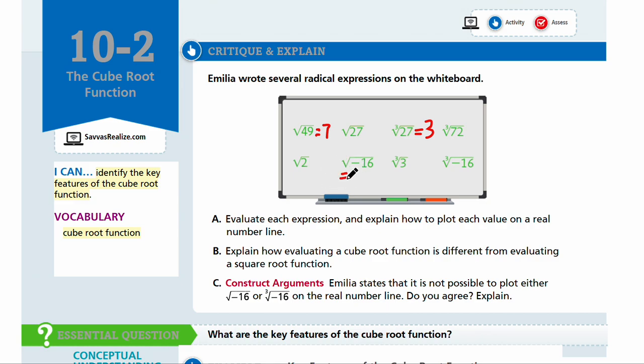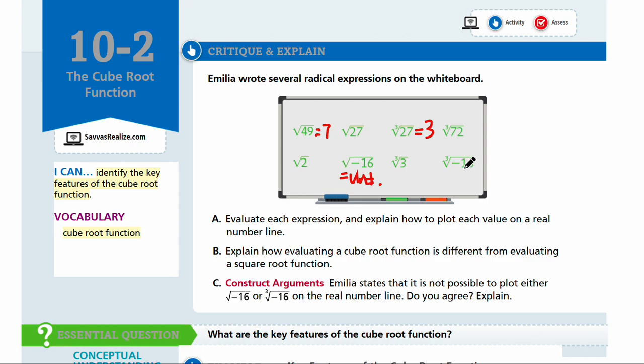This one is undefined, because it's negative, there is no way there's a root that will be multiplied twice by itself to get a negative number, because everything multiplied twice is positive. Cube root of 3, this is also not a perfect cube. This one, 2 times 2 times 2 is 8. So 16 is a perfect square, but not a perfect cube. So this one is also a decimal.